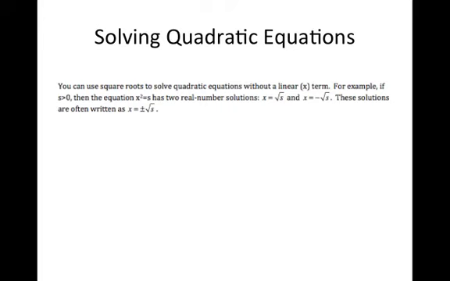Okay, we're actually going to be solving quadratic equations now. You can use square roots to solve quadratic equations without a linear term, without an x term. For example, if s is greater than 0, then the equation x squared equals s has two real number solutions, x equals square root of s and x equals negative square root of s. These solutions are often written as x equals plus or minus square root of s.